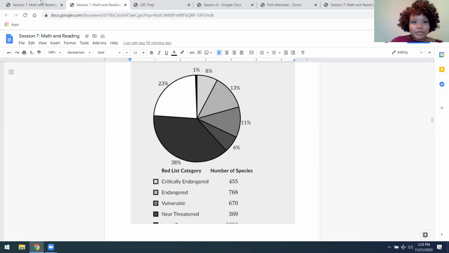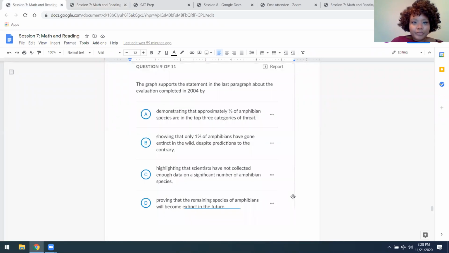So let's go back to the question. We can eliminate things. B says, showing that only 1% of amphibians have gone extinct in the wild, despite predictions to the contrary. All of this wording is very important.